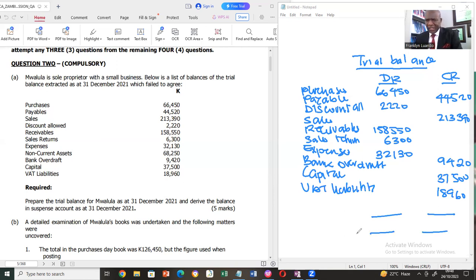So you check the side which is bigger. There, the debit side looks bigger. So we can confirm, suspense is the missing figure. So if you add, there is also non-current assets. Put it there, non-current assets, you debit 68,250.